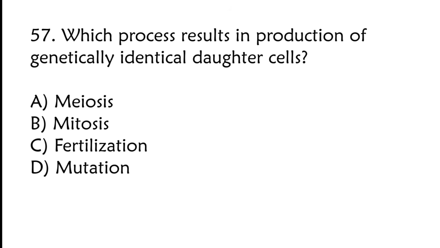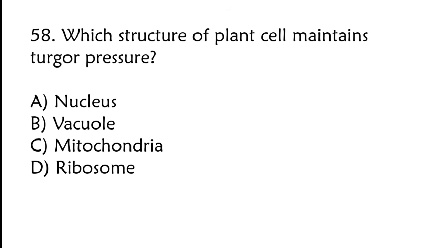Which process results in production of genetically identical daughter cells? Correct answer is mitosis. Which structure of plant cell maintains turgor pressure? Correct answer is vacuole.